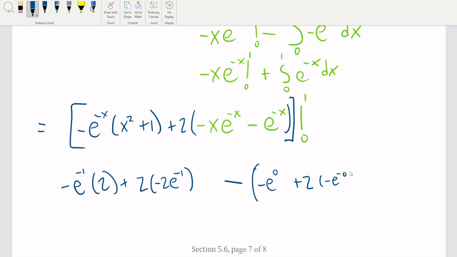Negative e to the negative 0. Keep simplifying. Okay, so we just have a bunch of copies basically of e to the negative 1 over here. So that's negative 2 copies minus 4 copies is negative 6 copies of e to the negative 1. And then over here, remember, e to the 0 is just 1. So this becomes 1, and then this becomes negative 1 right here. This becomes negative 1. That becomes 1. So what does this end up being? This is minus, okay, and then we've got 1 minus 2, which is just a negative 1, so plus 1.